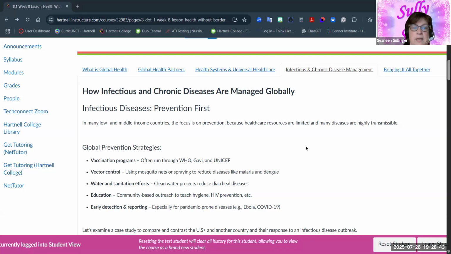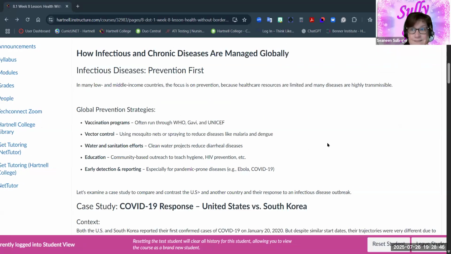Water and sanitation efforts, again, clean water projects, right? So prevention, not waiting until they get the diarrhea. We don't want them to get the diarrhea in the first place. Let's find clean drinking sources. Let's dig wells. Let's get filtration systems. Education, community-based outreach to teach hygiene, HIV prevention. The best intervention to prevent disease is hand washing. That's like number one. And then early detection and reporting, especially for things that are pandemic prone, like COVID-19 or Ebola, right? So those are prevention strategies, which I think is great.